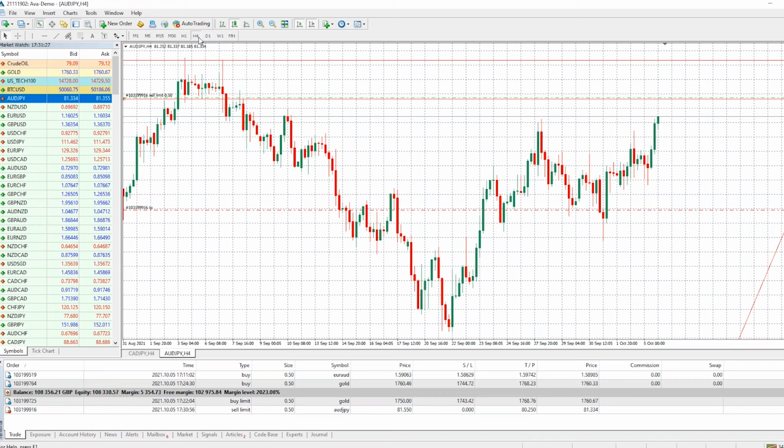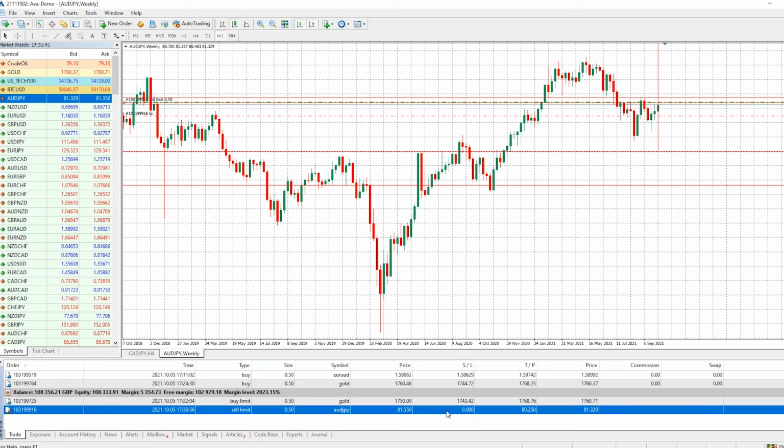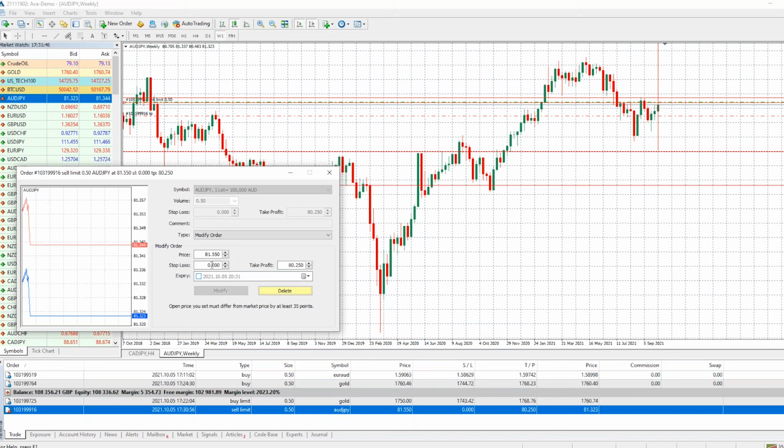Let me go to the 4-hour candles. Let's see, where did I put my stop loss? I want to be able to see it. Sell limit, stop loss. Oh, I didn't get the stop loss programmed. Let me go back in, modify. Okay, stop loss 82.05. I know I thought I typed it. I must have somehow deleted it.